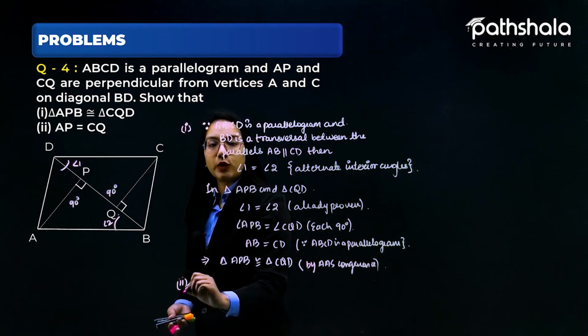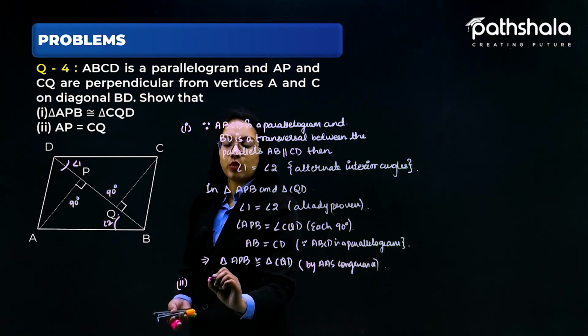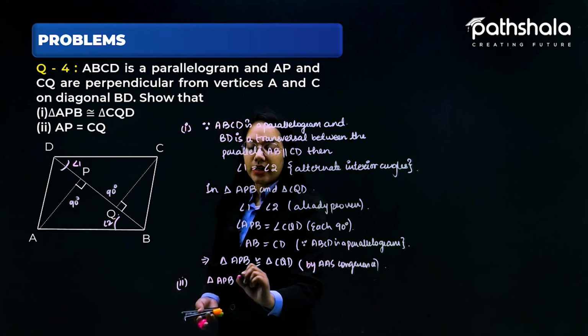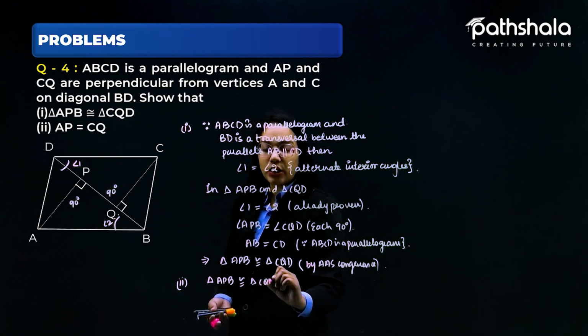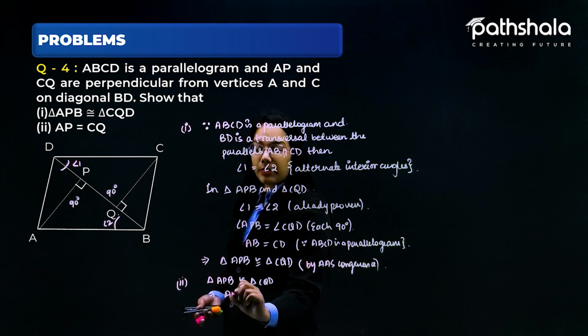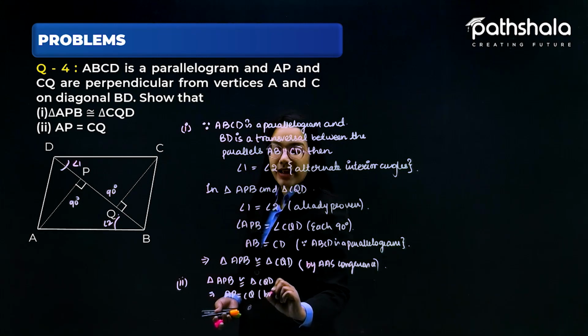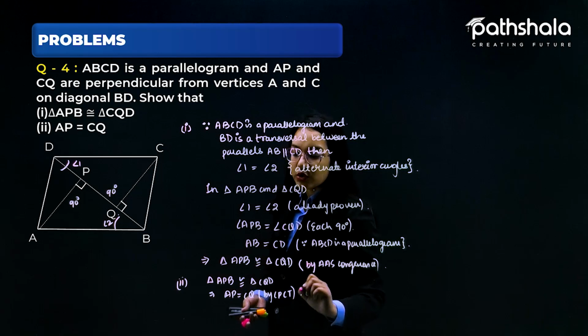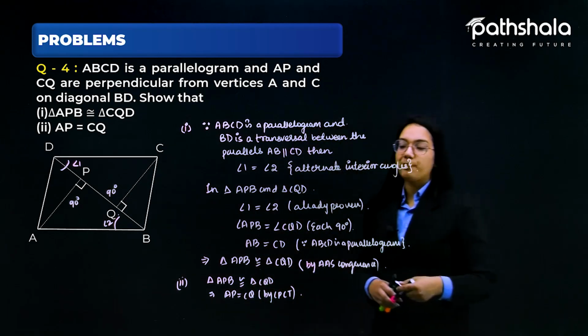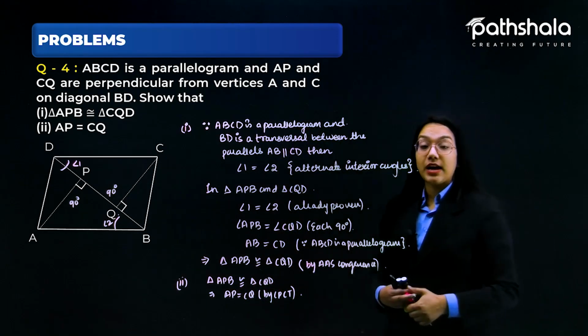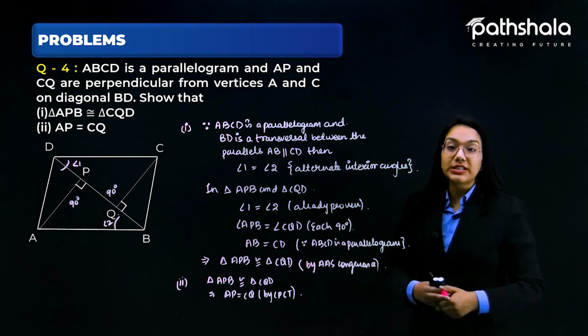Now what can we say about AP equal to CQ? Obviously we know that triangle APB is congruent to triangle CQD. So it implies that AP is equal to CQ by CPCT. So by CPCT we can say that the height AP is equal to CQ. So this is all about question number 4.